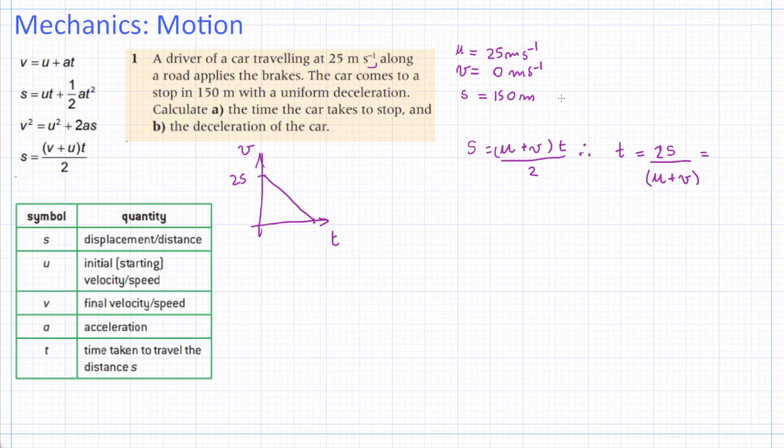Now I can put my values in. That would be 2 times the displacement, which is 300 meters, over u plus v. Since v is 0, u is 25 meters per second. Now if we divide 300 by 25, we should find 12. I believe so. So 12 seconds. Right, so far so good.